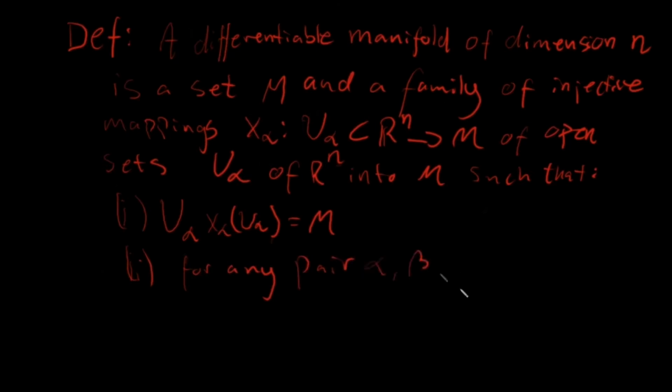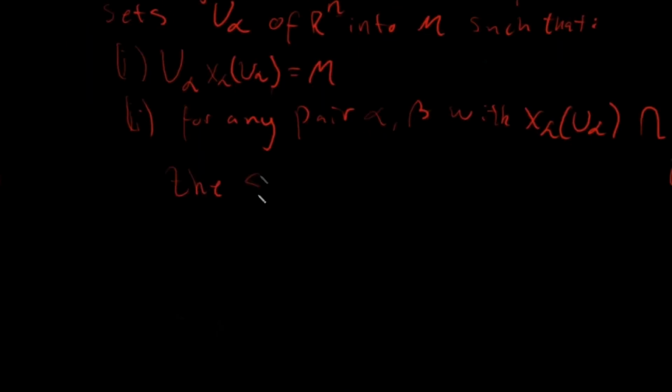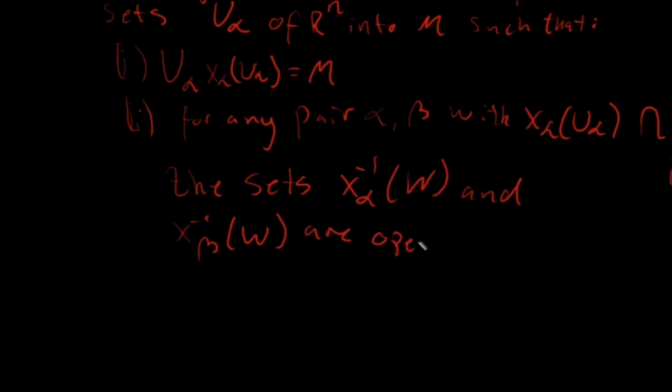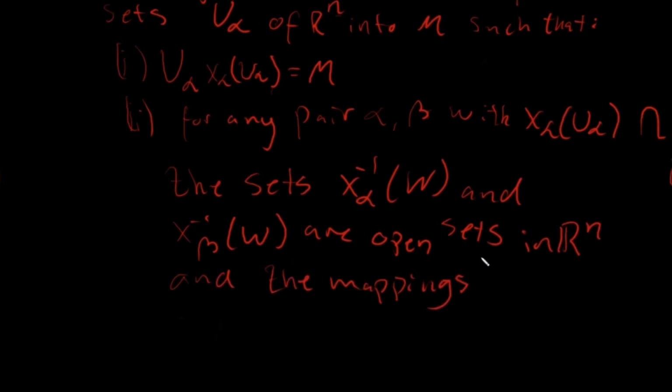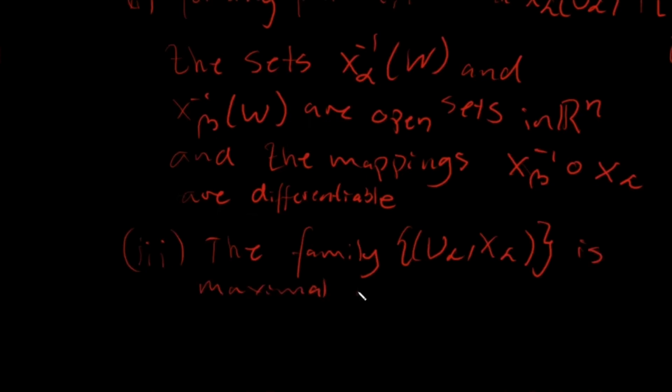2. For any pair alpha and beta with X alpha of U alpha intersected with X beta of U beta equal to W, not equal to the empty set, the sets X alpha inverse of W and X beta inverse of W are open sets in Rn. And the mappings X beta inverse composed with X alpha are differentiable. And 3. The family of U alpha, X alpha is maximal relative to the conditions 1 and 2.